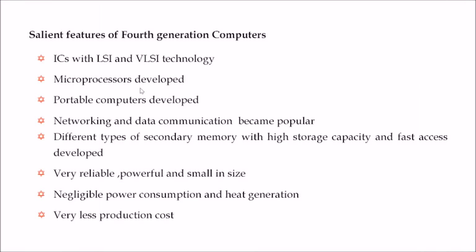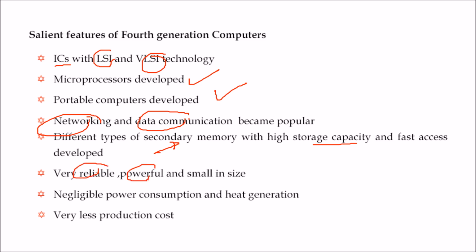The salient features of this generation were ICs with LSI and VLSI, microprocessors, and portable computers. Networking and data communication also became popular, because this is the computer along with networking and data communication that we see today. Various types of secondary memory with high storage capacity and fast access were developed. The computer became very reliable, powerful and small in size, power consumption and heat generation were less, and the production cost became very low.